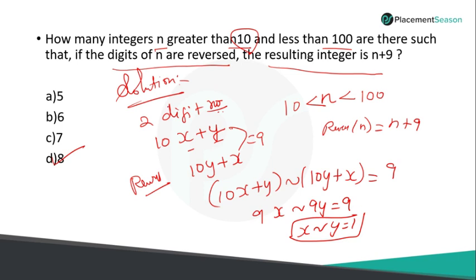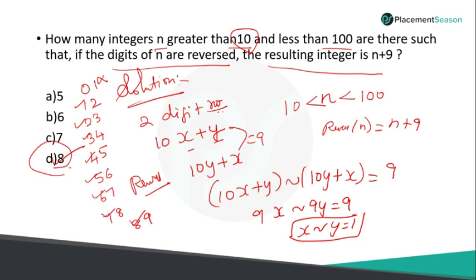So the difference between the units and tens places is 1. So I can go for the numbers like 12, 23, 34, 45, 56, 67, 78 and then 89. Clear? I cannot go for 01 because if you reverse it, it will be 10. Sorry, 01 is not a double digit number, so I cannot take this. So these are the only possibilities: 1, 2, 3, 4, 5, 6, 7, 8. Clear? So the answer is 8.